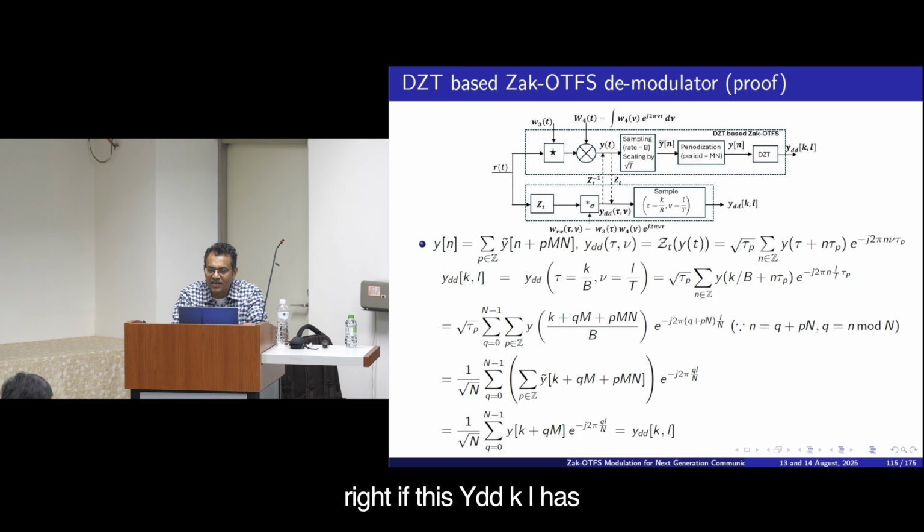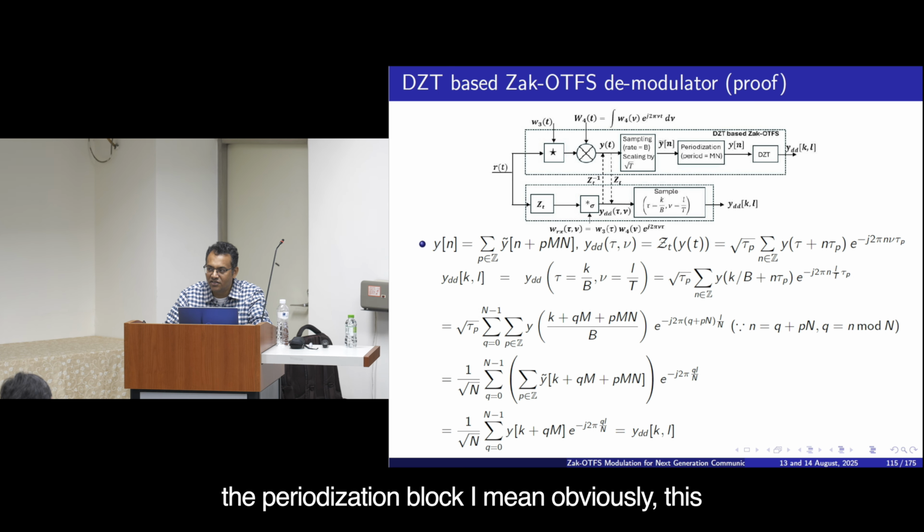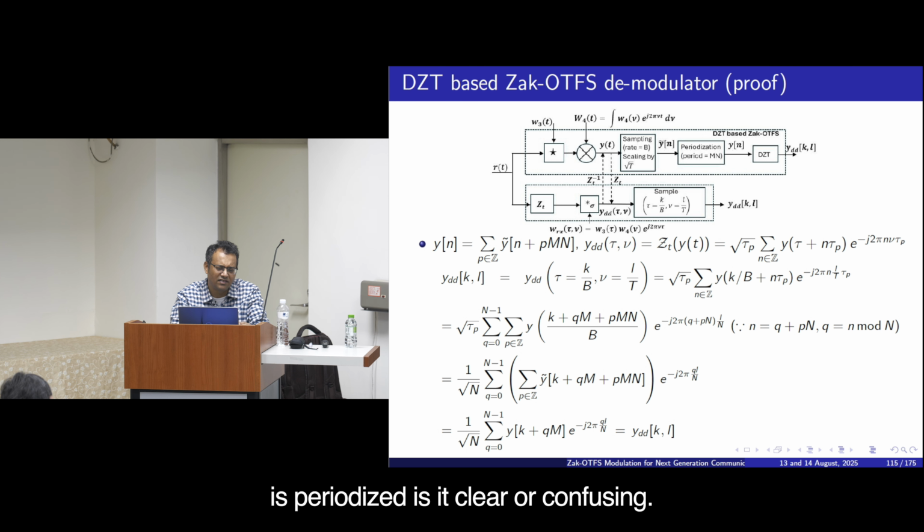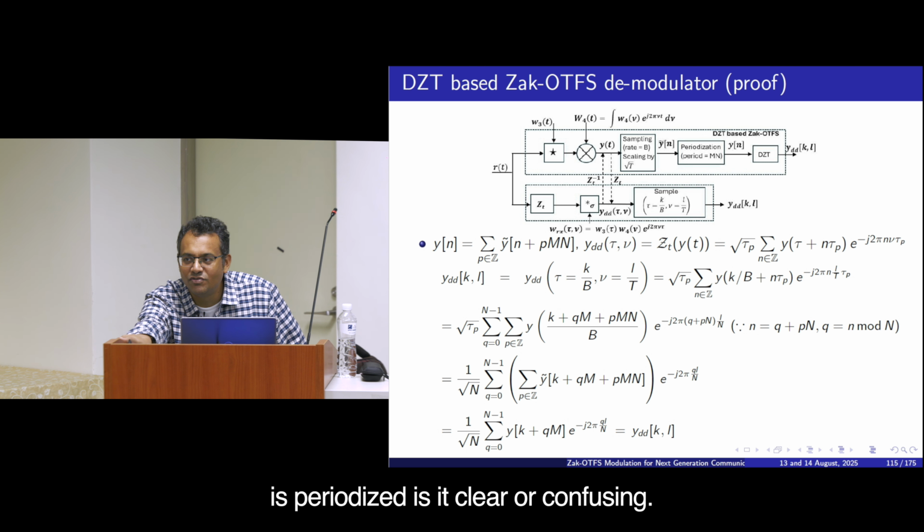If this y_DD[k,l] has to be equal to this one, then this has to be the output of the periodization block. I mean, obviously this is periodized. Is it clear or confusing?